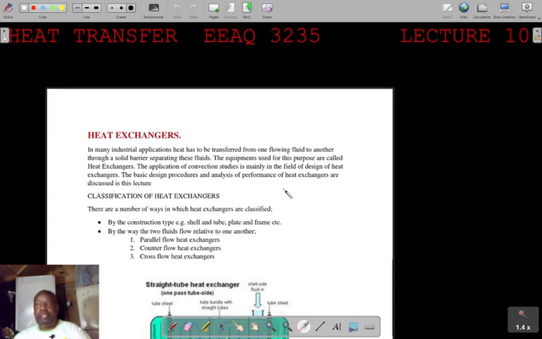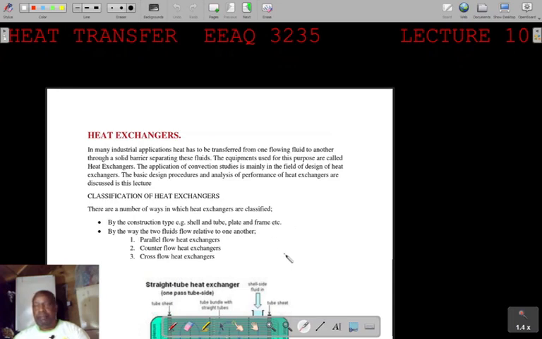Now, we have a number of ways in which we classify these heat exchangers. One of them is by construction, where we may have shell and tube heat exchangers, plate and frame heat exchangers, etc. The other classification is by the way in which the two fluids are flowing relative to one another, and that is what we'll be focusing on in this lecture.